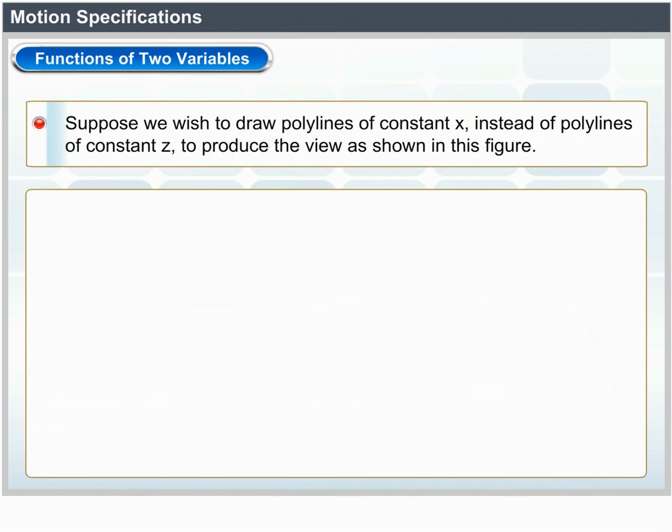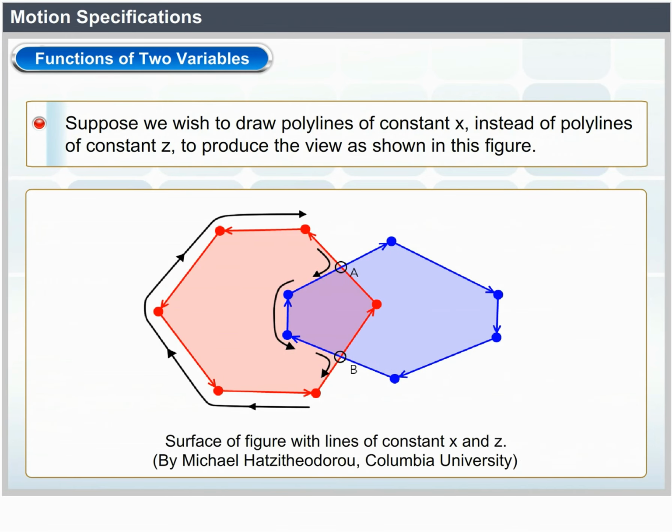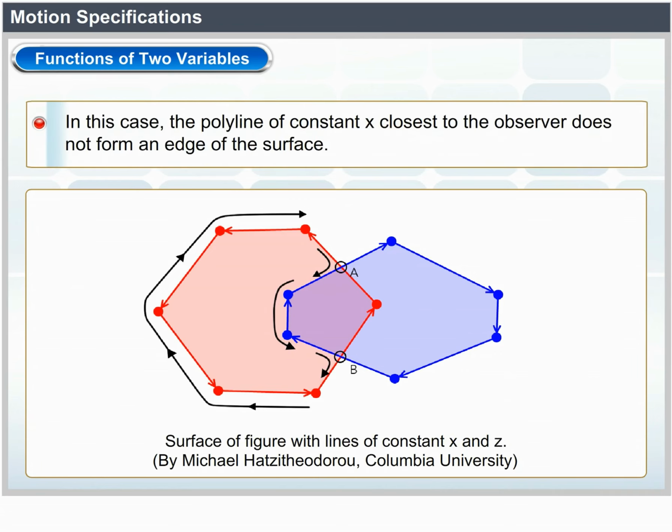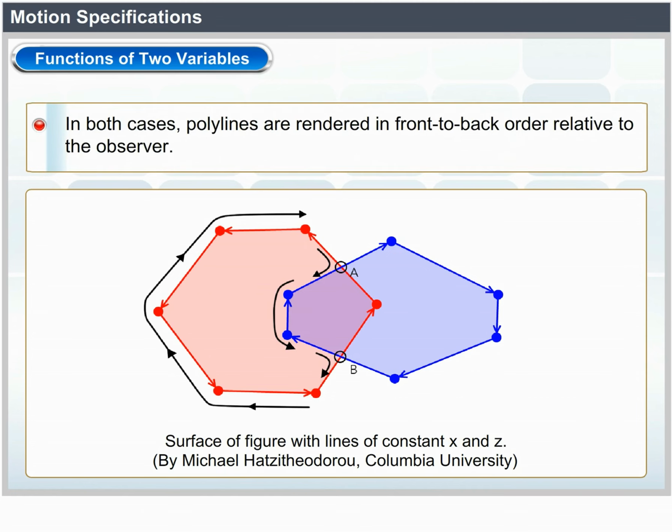Suppose we wish to draw polylines of constant x instead of polylines of constant z to produce a view shown in this figure. In this case, the polyline of constant x closest to the observer does not form an edge of the surface. It is the seventh, the most nearly vertical polyline from the left. To render the surface correctly, we must render polylines to the right of the closest one from left to right, and those to the left of the closest one from right to left. In both cases, polylines are rendered in front-to-back order relative to the observer.